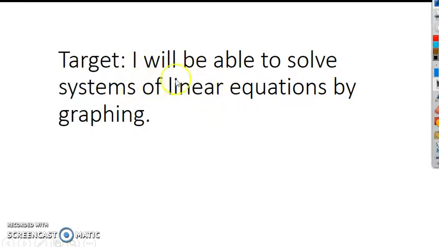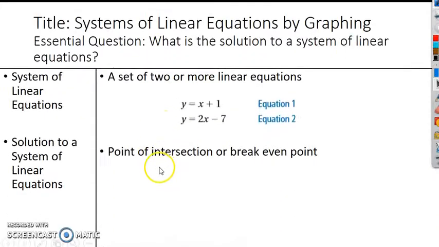So here we go. Our target is that we're going to be able to solve systems of linear equations by graphing at first. We're going to talk about graphing because there is a more efficient way. All right. Title this Systems of Linear Equations by Graphing, and your essential question is, what is the solution to a system of linear equations?